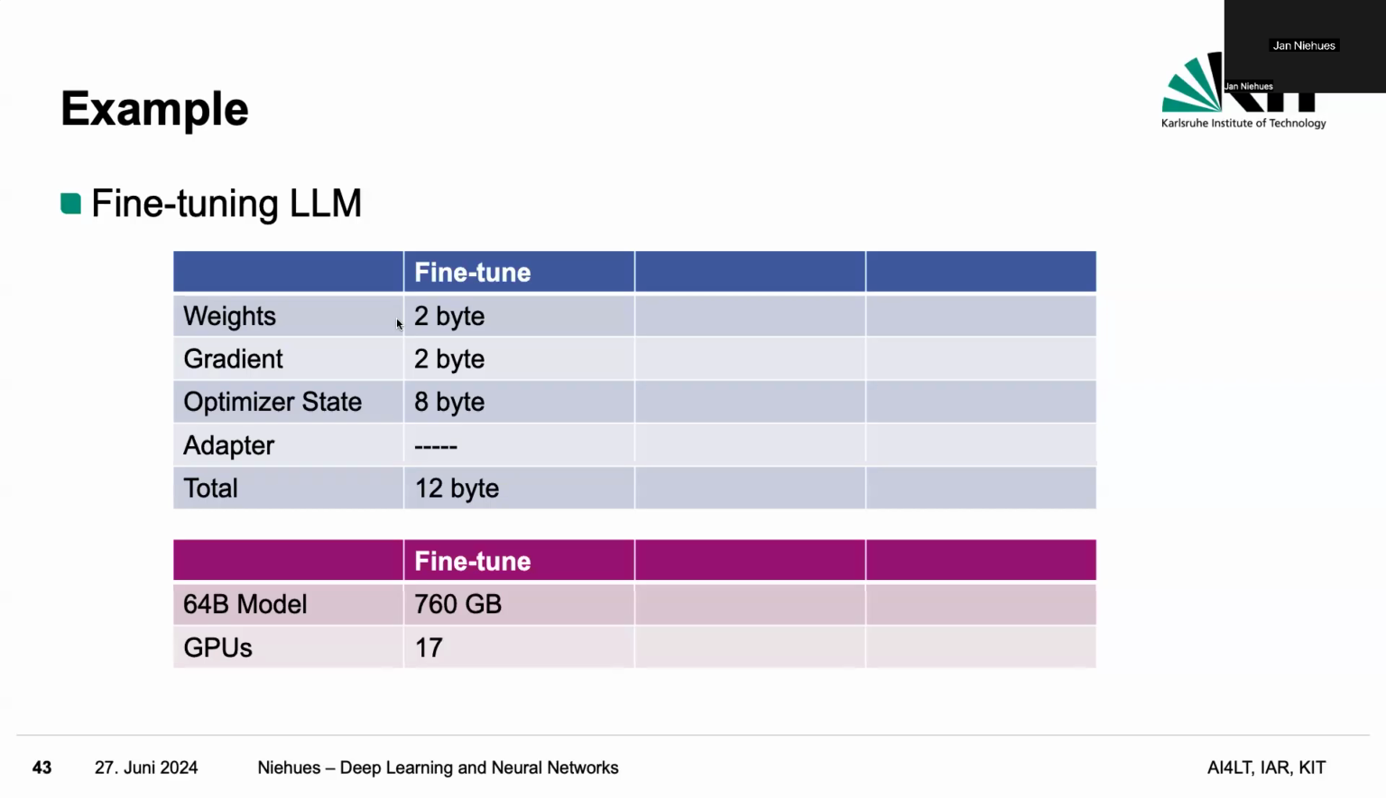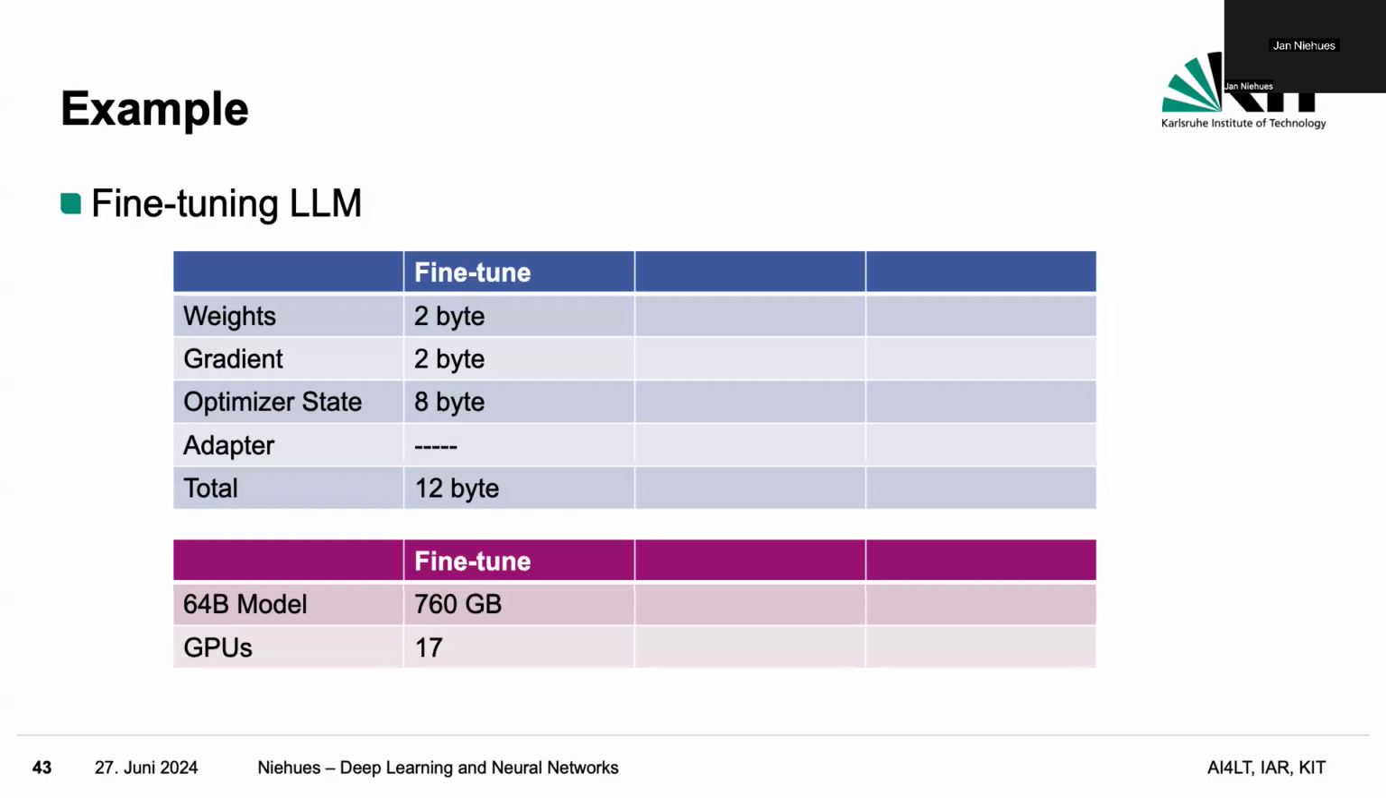You also have to store a gradient, which means also 2 bytes. Then you have to store the optimizer state. So you have to store the momentum, the second momentum, and some more information. So in total, that is typically additional 8 bytes, so additional 4 numbers for each, which makes in total, for each weight, 12 bytes that you have to store in your memory.